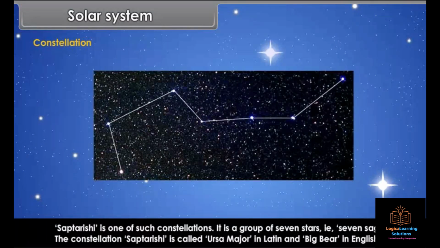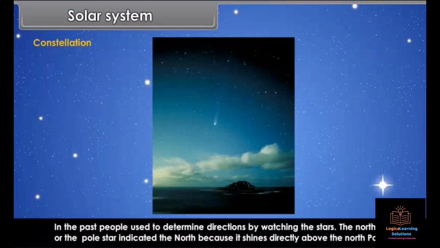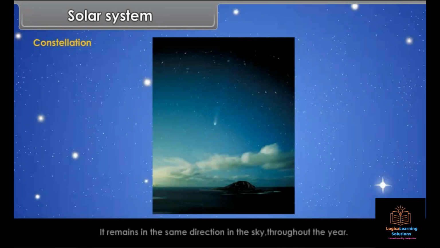Saptarishi is one of such constellations. It is a group of 7 stars, that is 7 sages. The constellation Saptarishi is called Ursa Major in Latin and Big Bear in English. In the past, people used to determine directions by watching the stars. The North Star or the Pole Star indicated the north because it shines directly above the North Pole. It remains in the same direction in the sky throughout the year.